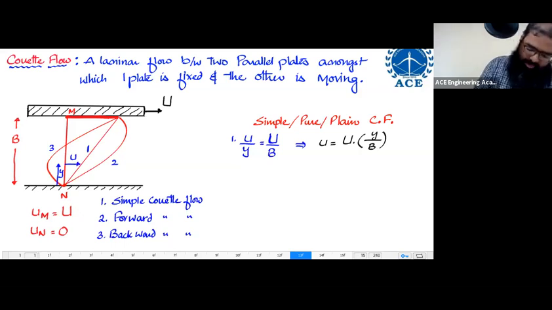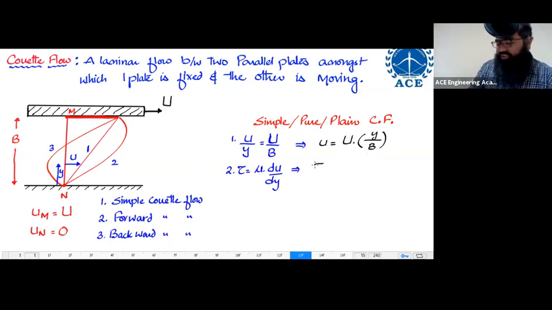Second thing, talk about shear stress. I can say the value of shear stress has to be equal to mu into du upon dy. Now look, the value of u is capital U into y by b. If you do du by dy of this thing, you'll get capital U by b. Therefore, the value of shear stress has to be equal to how much? Mu into capital U divided by b.